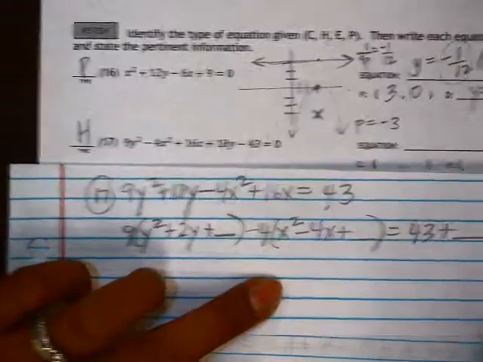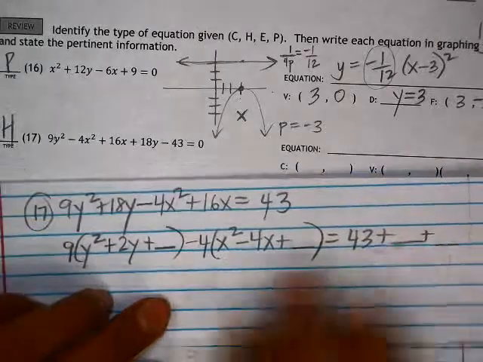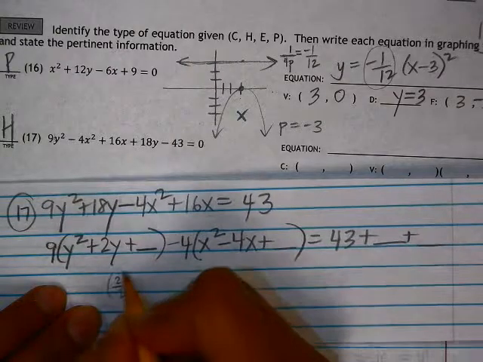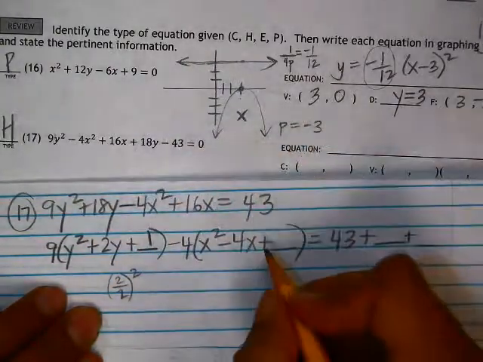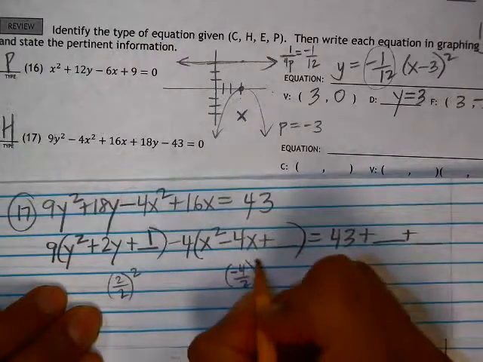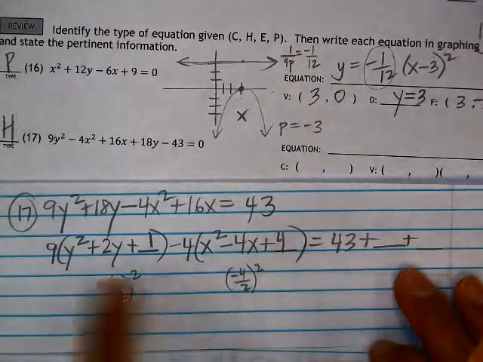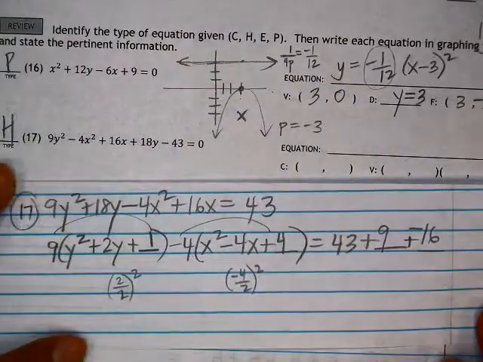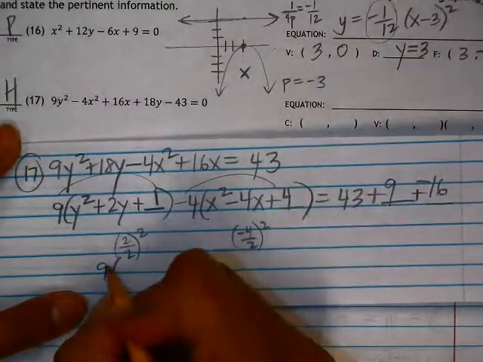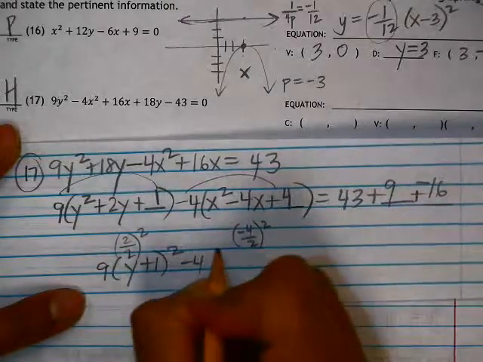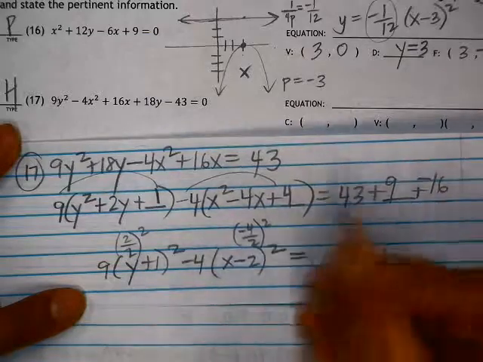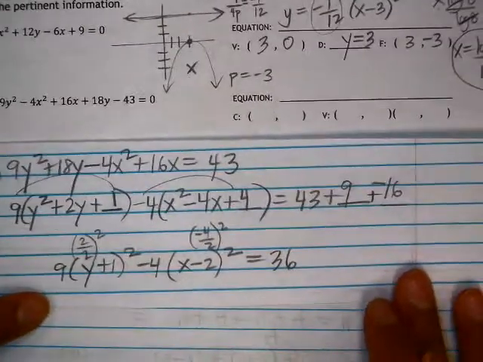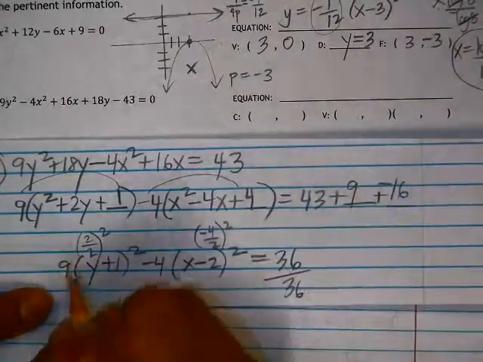I need to add 2 numbers over to the right side of the equation because I'm adding 2 numbers to the left side. So here, b divided by 2, squared, this is 1. And to complete the square here, b divided by 2 squared is 4. Over here, that means I need to add a 9 and a minus 16. All right, now we need to factor each of these. So 9(y plus 1) squared minus 4(x minus 2) squared equals, this side becomes 36. And then the only other thing we need to do to get this in graphing form is divide everything by 36 so that this side is equal to 1.